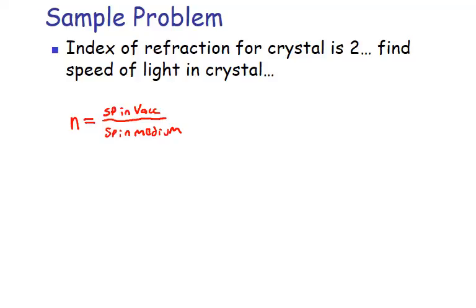All right, so N is C over V, and we're looking for what that is, and it should be 1.5 times 10 to the 8th meters per second. So that means that the speed of light in a crystal is actually half of what it is in a vacuum.